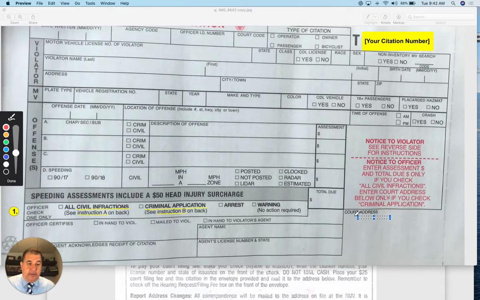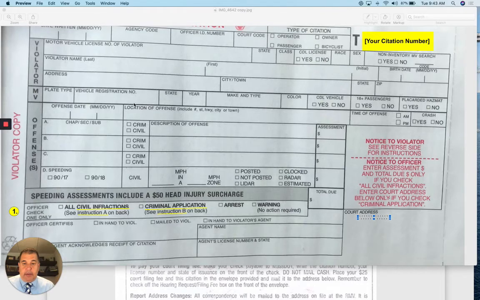And not every town has a court, so you could be, for instance, in Lexington, and that goes to the Concord District Court. But the officer should have written the court address in here to tell you where to take it. And if you're not sure, you can look it up online, or you can give us a call. I'm happy to walk you through that part of it to make sure you're getting it to the right place.